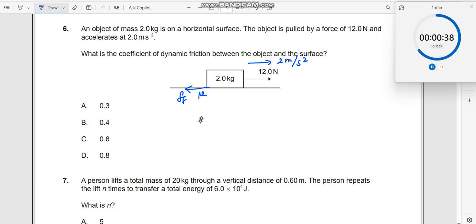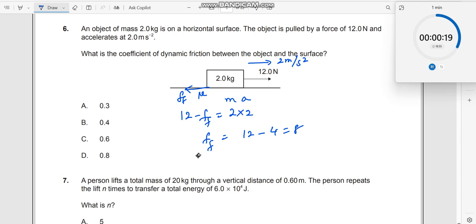So he's asking you what is the value of mu. So how do I write? I should write 12 minus frictional force. The free body diagram should be equal to net force. What is net force? 2 multiplied by 2. What is this now? This is m into a by Newton's second law, right? So therefore your frictional force should be equal to 12 minus 2 into 2, which is 4. It is equal to 8.